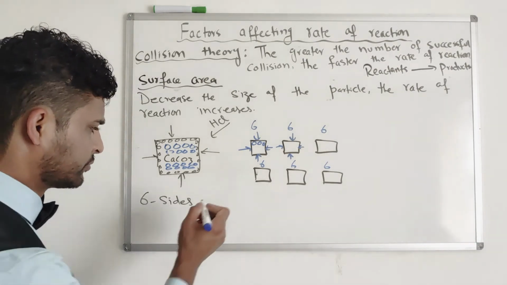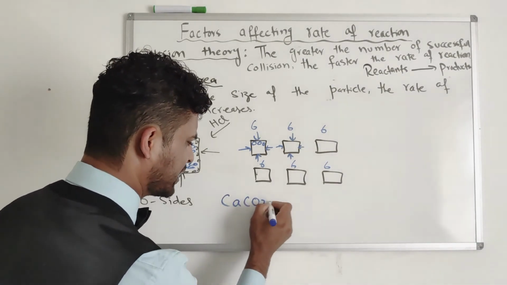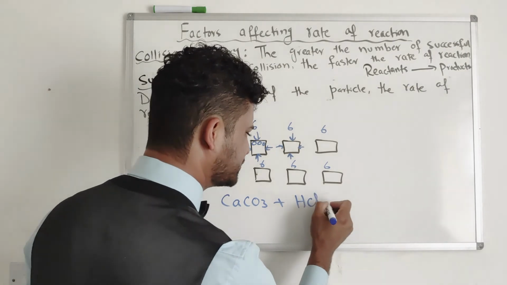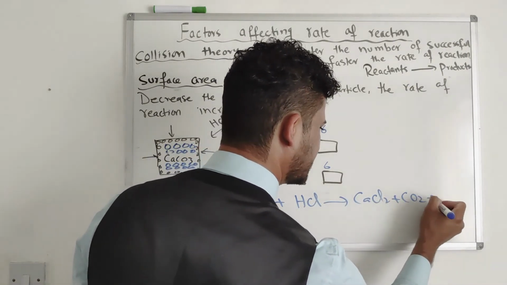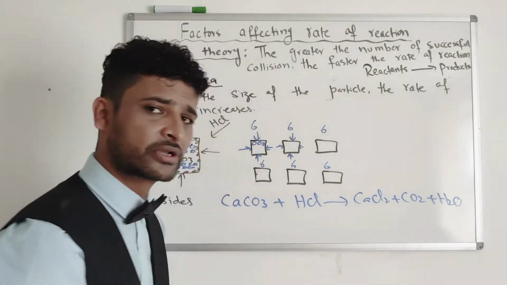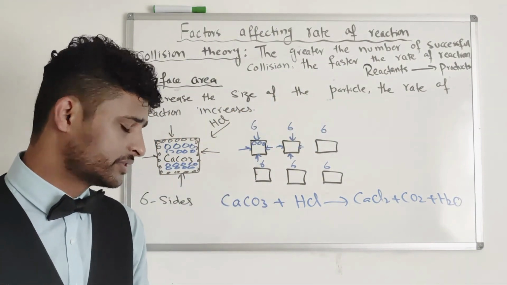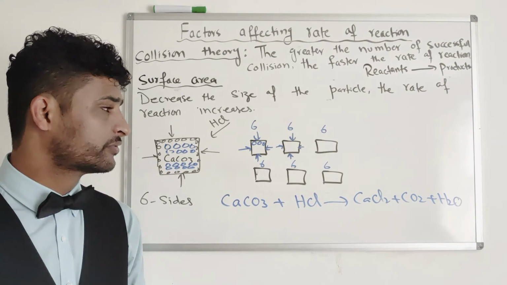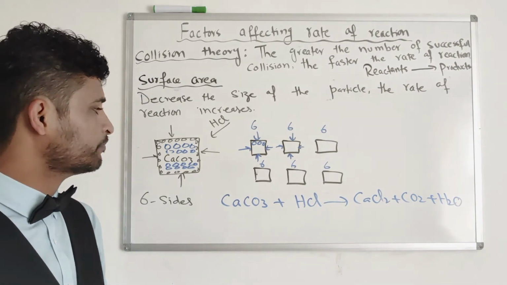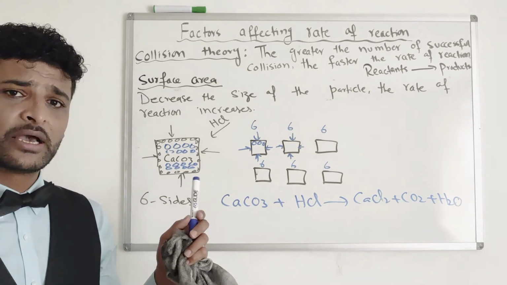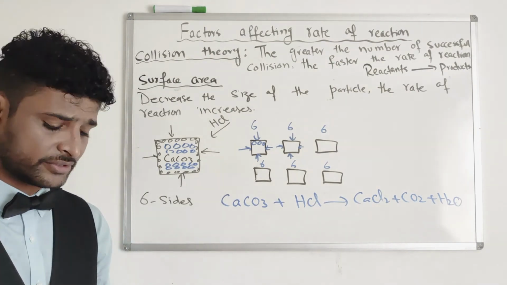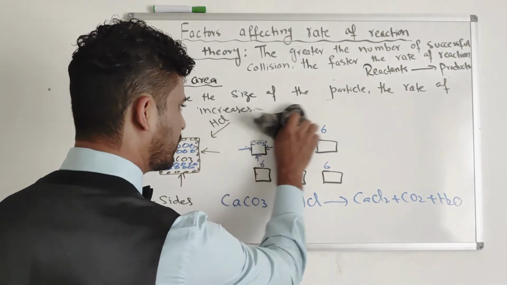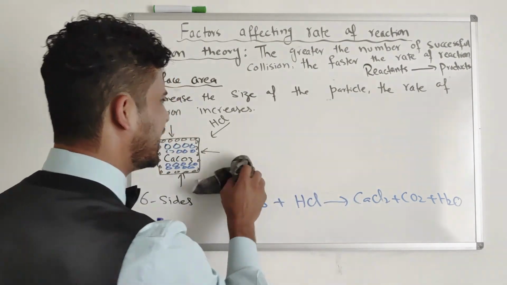And the equation is: calcium carbonate reacts with HCl to produce calcium chloride, carbon dioxide and water. This is a reaction of carbonates with acid, and it's one of the famous ones which I've done already. Now, surface area to volume ratio is a different situation where we calculate that. Now I'm going to teach you how to do that.